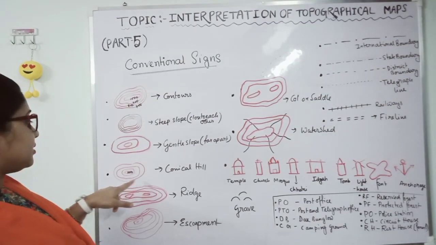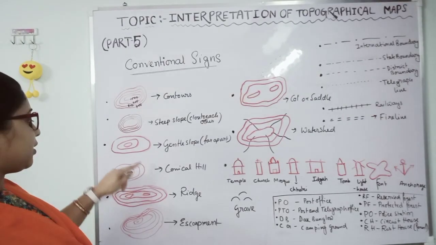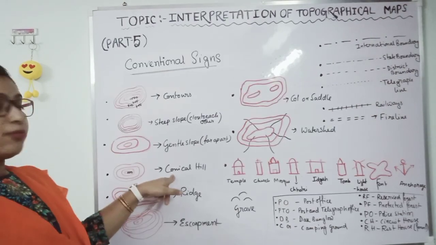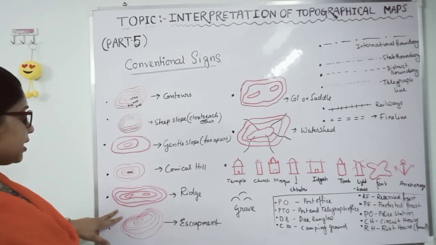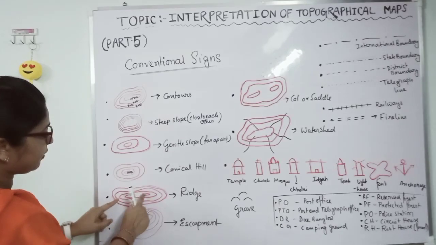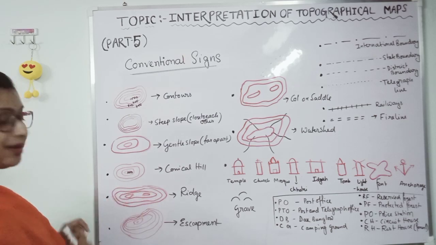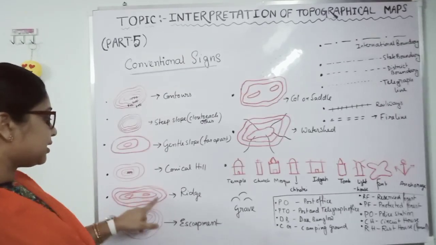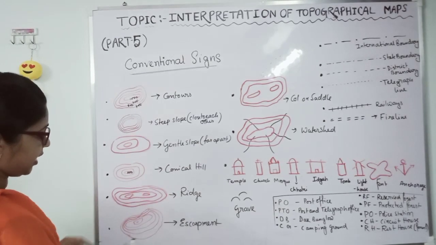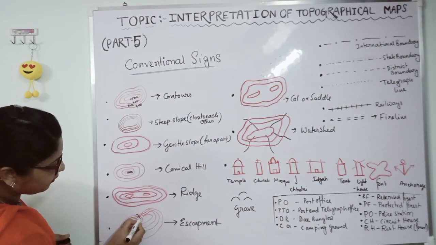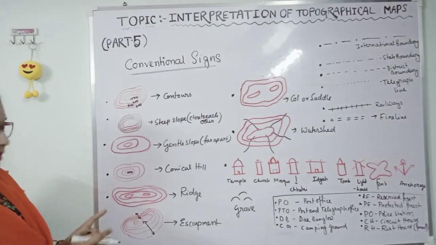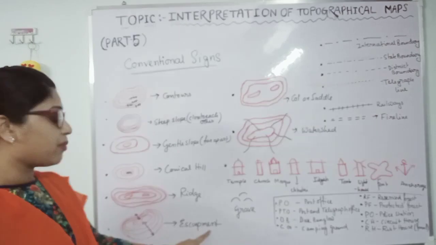Okay, then see here, when the contour is nearly circular and the height at the top is more, it forms a conical hill. Next, this is the contour pattern you are seeing. Between the contours, two different ridges are given, meaning different heights. This also forms a ridge. Then here a special kind of contour: at the upper part the contours are very close and these are far from each other. When this kind of contour pattern is there, it forms an escarpment.